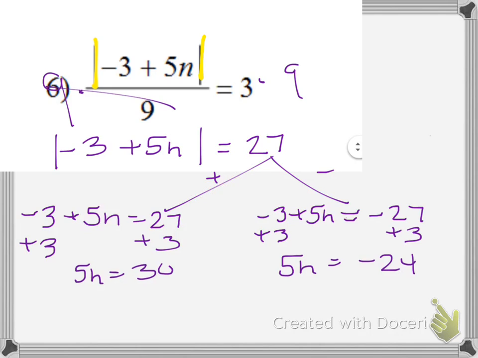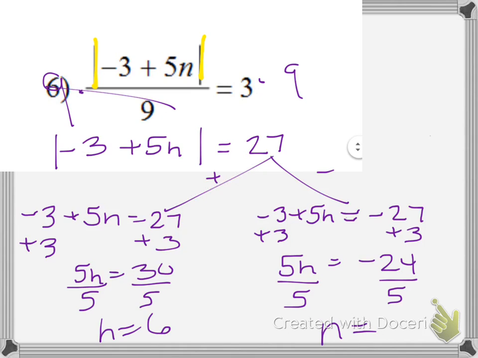And then that last step is to just divide by 5. So divide by 5, n equals 6 for our first one. And then this one will get us a decimal if we divide by 5. Or not h, n. That's how bad my handwriting is. So let's see, negative 24 divided by 5 gets us a negative 4.8.